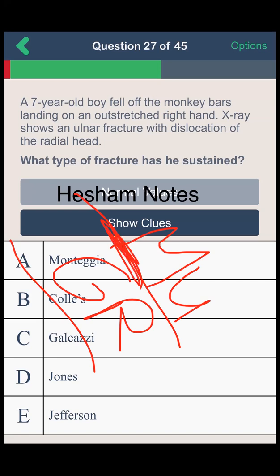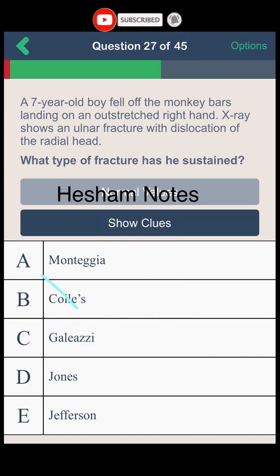Yes. Monteggia fracture is fracture of the upper part of the ulna. Galeazzi fracture is fracture of the distal radius. Okay, MUGR. So this patient has a Monteggia fracture, so it is the upper ulna. Okay, remember this. Another one.